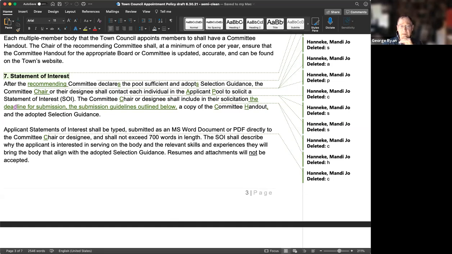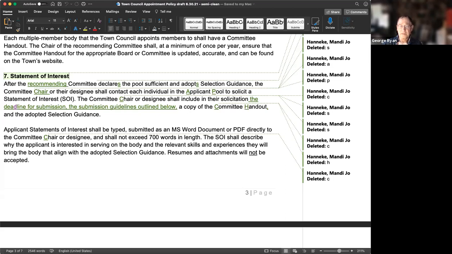So after the recommending committee declares the pool sufficient and adopts selection guidance, the committee chair or their designee shall contact each individual in the applicant pool to solicit a statement of interest. The committee chair or designee shall include in their solicitation the deadline for submission, the submission guidelines outlined below, a copy of the committee handout, and the adopted selection guidance.